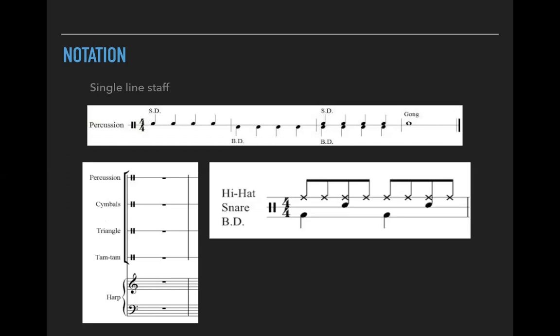Okay, as I said, you can use a single line staff. You can use stems up, stems down. You can also put the note head on the single line. Here we have snare drum, bass drum, gong here. Okay, not a bad idea. Or here we have three different instruments, hi-hat, snare drum, bass drum. You have a single player playing all three of them. This is a good way to represent that as well.